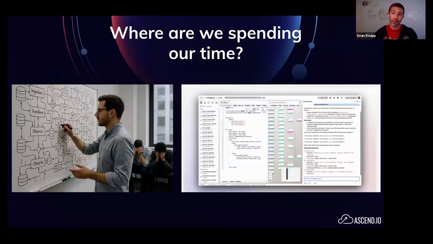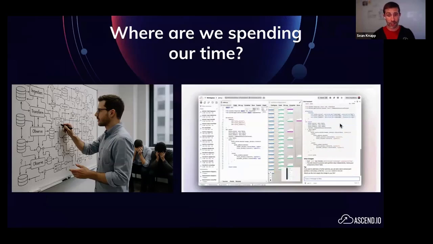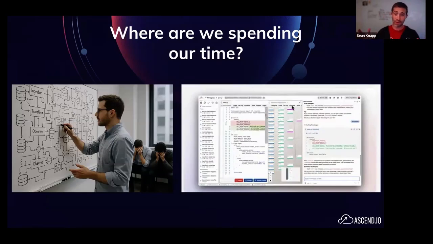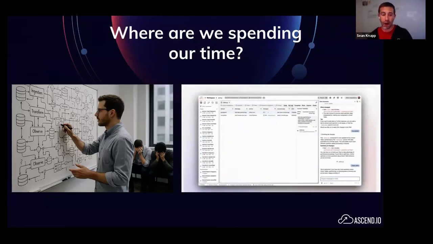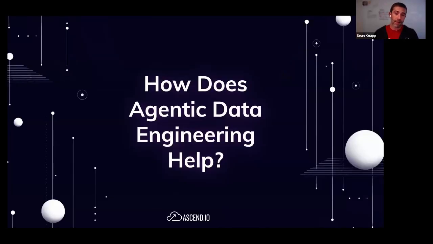And so that's one of the big areas of focus for us, both at Ascend, but just as an industry as a whole, is how do we get people doing a lot less plumbing, and how do we get people doing a lot more innovating? And so when we think about how is agentic data engineering going to help us get there, there's a few things that I would like to pose just as a structure before we get too deep into it.